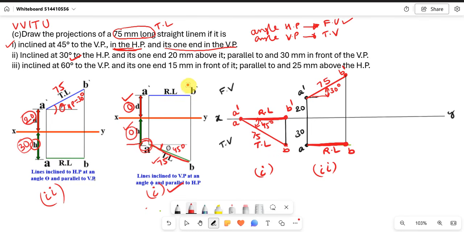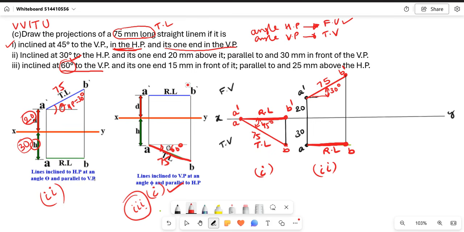Now the last condition. Once again the line is inclined to VP. Again, line inclined to VP means the possible solution will be this one. So in this case, because the line is inclined to VP, that angle we can get in the top view. So the original length is 75 here, and the angle with VP is 60 degrees. Here it is 60 degrees, and one of its ends is 15 mm in front of it.